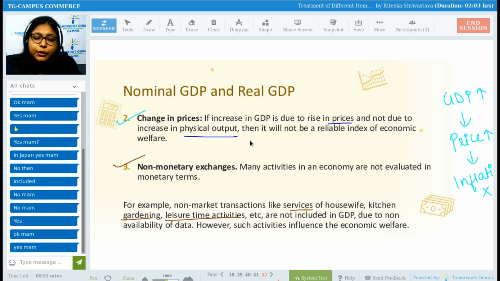If your mother is cooking food for you, you cannot give a money value to it, right? That is purely out of emotions. So those activities will not be included under GDP. So again, there are so many different activities which are not included under GDP.